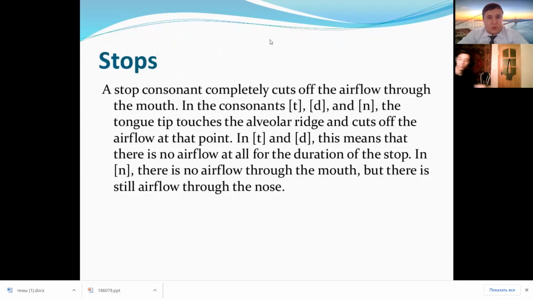So stops, what is a stop? A stop consonant completely cuts off the airflow through the mouth. In the consonants t, d, and n, the tongue tip touches the alveolar ridge and cuts off the airflow at that point. In t and d, this means that there is no airflow at all for the duration of the stop. In n, there is no airflow through the mouth, but there is still airflow through the nose.